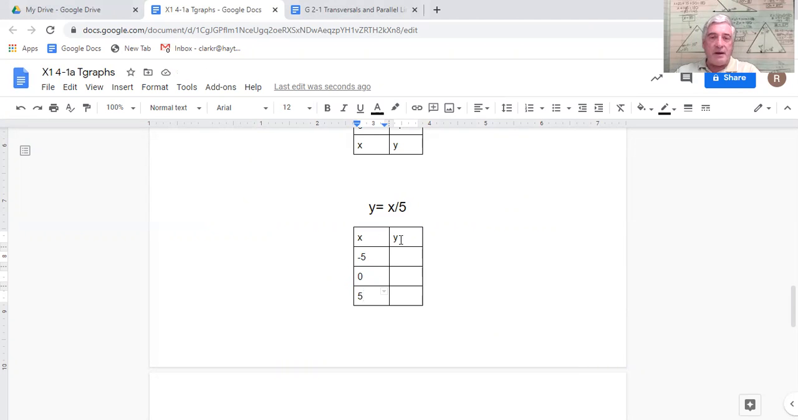-5 divided by 5 is -1. 0 divided by anything is 0. 0 on the top is 0. 0 on the bottom is a big mess we don't want to get into. And 5 divided by 5 would be 1. I now have 3 points on that graph. I line them up. If the 3 points don't line up, one of the points is wrong. But if all 3 points line up, take your ruler, draw your line.